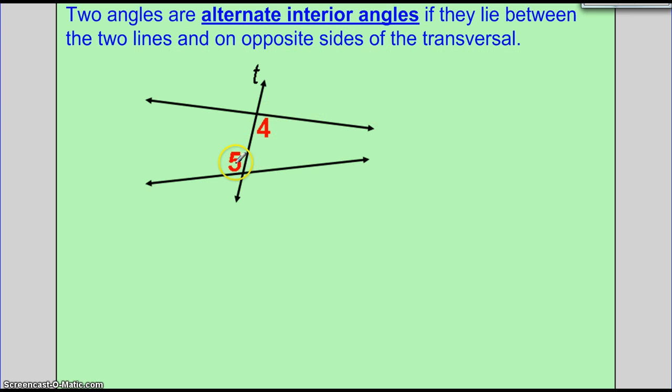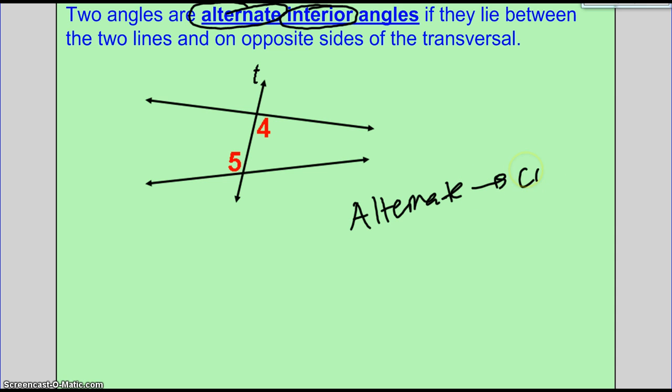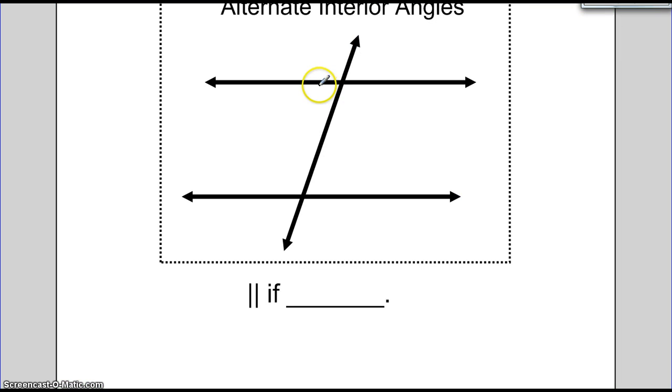Two angles that are alternate interior angles lie between two lines on opposite sides of the transversal. 4 and 5 are alternate. They're on different sides of the transversal. They're inside the two lines, so they are alternate interior. Now, here's a trick. Alternate usually means congruent. Keep that in mind, okay? Alternate interior angles. This is alternate interior with that. So if the lines are parallel, then I know alternate interior angles are congruent.